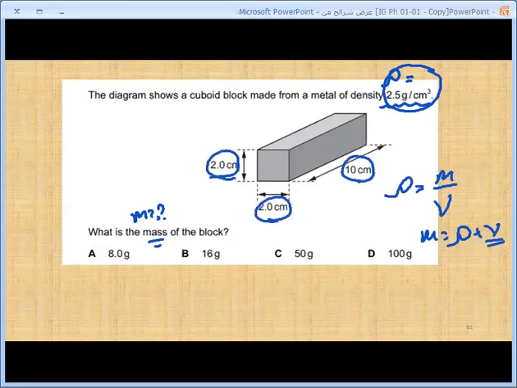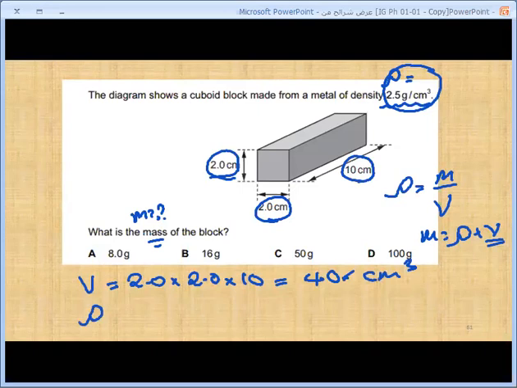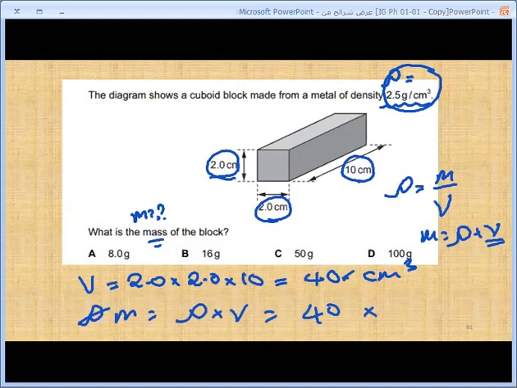So the volume equals 2 times 2 times 10 equals 40 cubic centimeters. So m equals rho times v, which is 40 times 2.5, so it will be 100 grams. So the answer here will be 100 grams. I think it's a piece of cake.